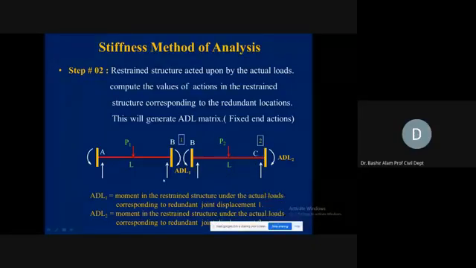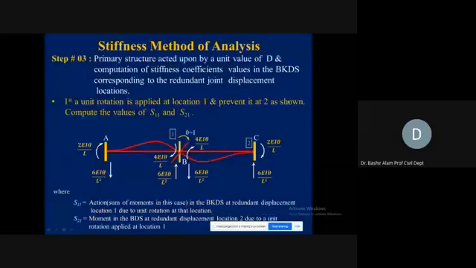Next, this way you generate this AD1 and AD2 value and put them in matrix form. Now we have generated the AD and ADL matrix. The remaining is the stiffness coefficient matrix.